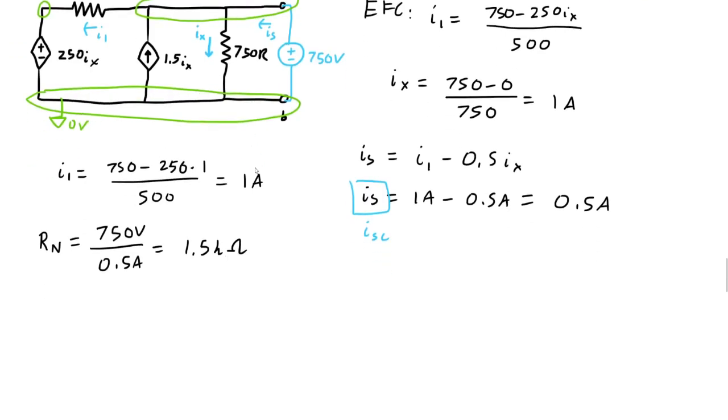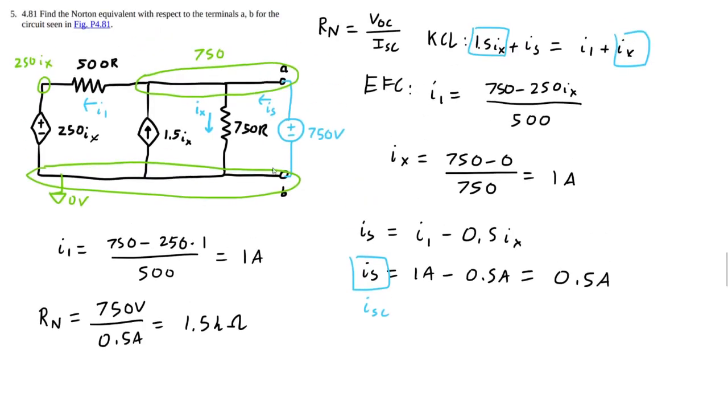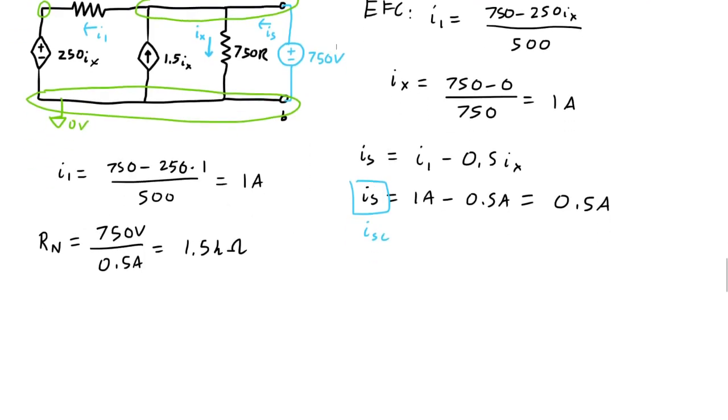And I shouldn't actually say it's ISC, because if we were to, instead of putting a test source here, just put a short, there wouldn't be any current flowing through here because there's no energy sources in the circuit. But I say ISC here because that's how we calculate the Thevenin resistance, or the node resistance, which is the same, which we'll see, I think, maybe in the next problem.